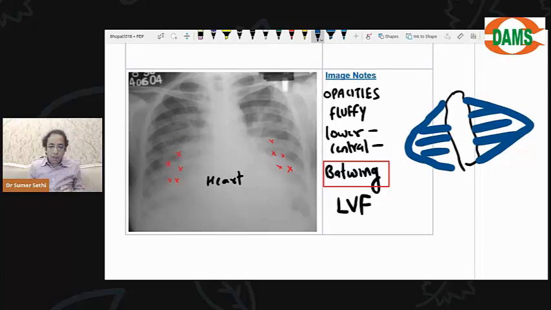Okay, now why are we not calling it bird wing? Why are we saying bat wing, beta? Okay, anybody understand why we are saying bat wing?